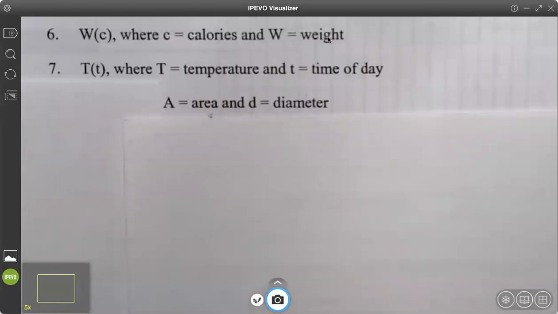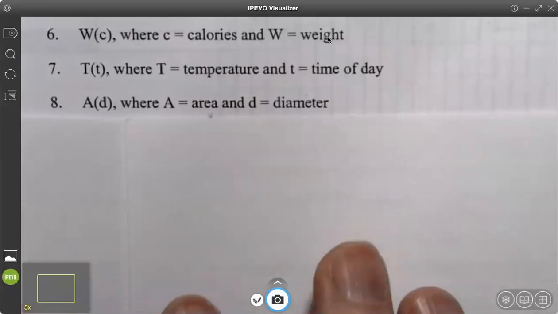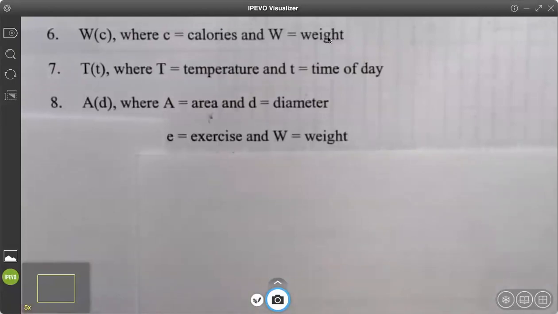Area and diameter, which depends on which? Does the area of a circle depend on what its diameter is? Yes. The area of a circle is a function of diameter. Area depends on diameter. Diameter is independent, area is dependent. And some of these can be argued both ways. We're trying to do the best answer.